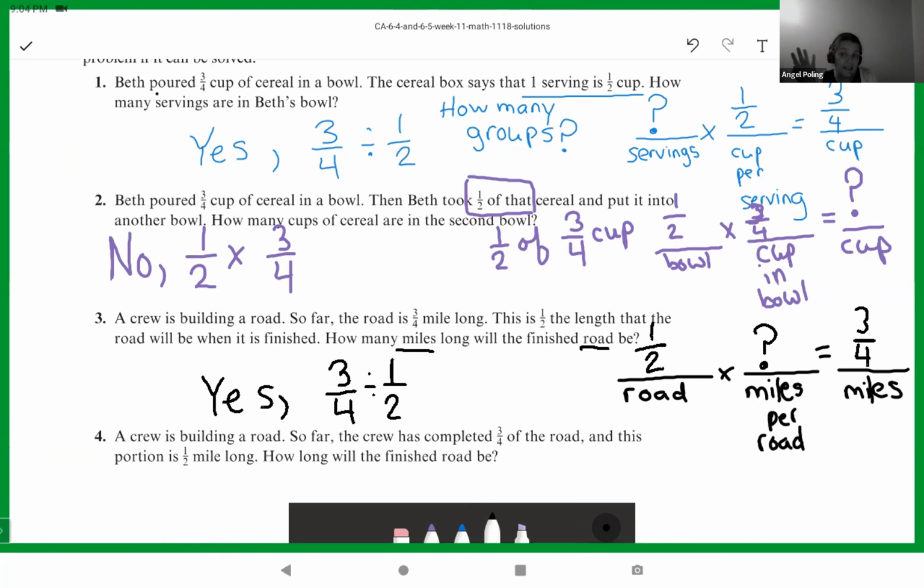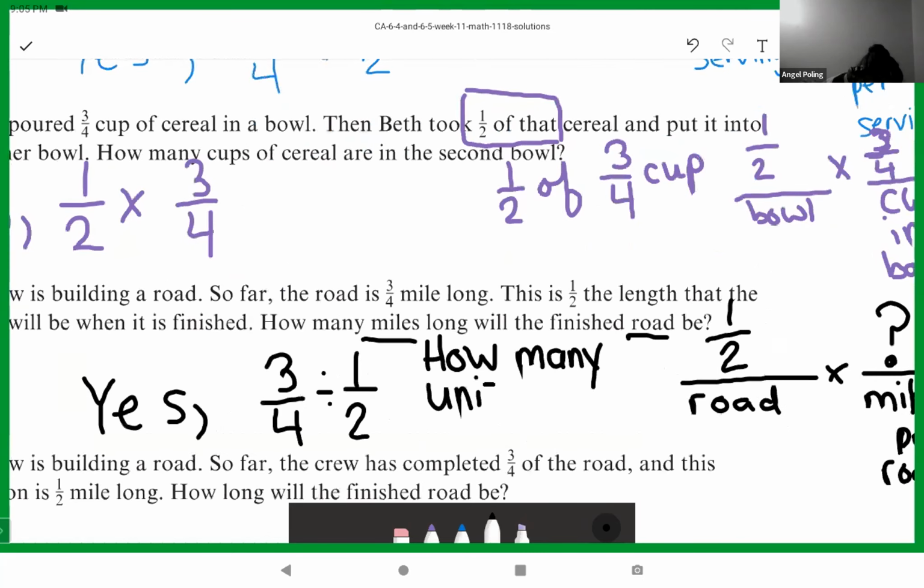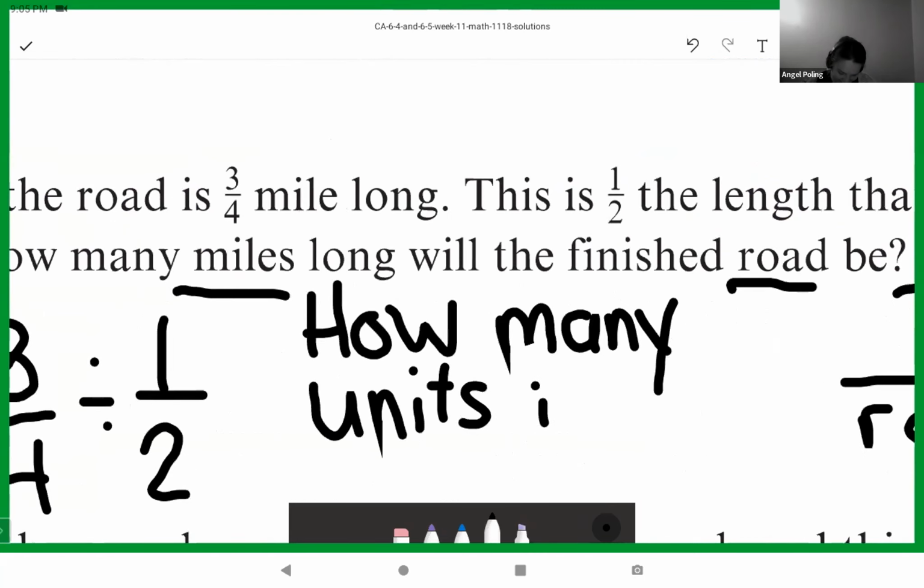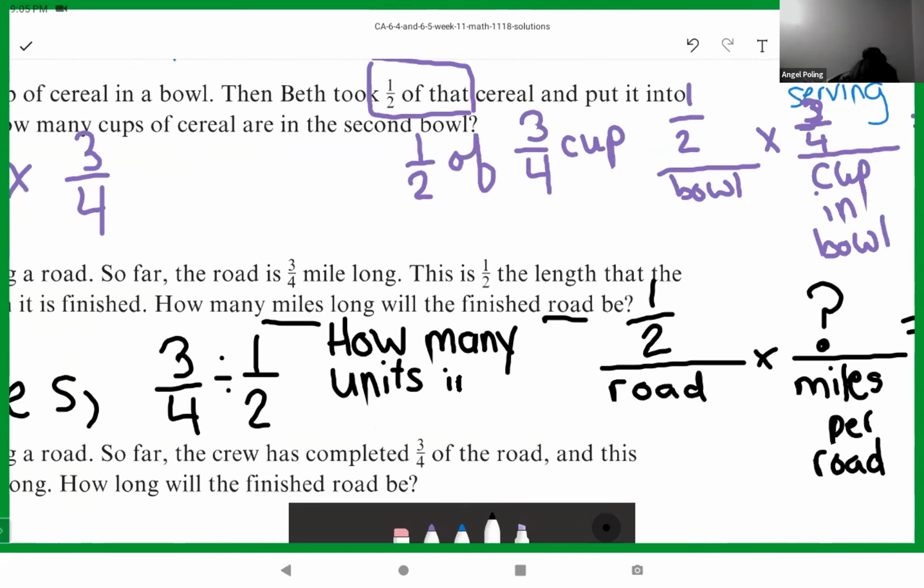They also want to know what perspective is this. We have the question mark and the miles per road. So they want to know how many units are in one group. So the first type was how many groups. This type is how many units in one group. Okay, let's see. In one group.